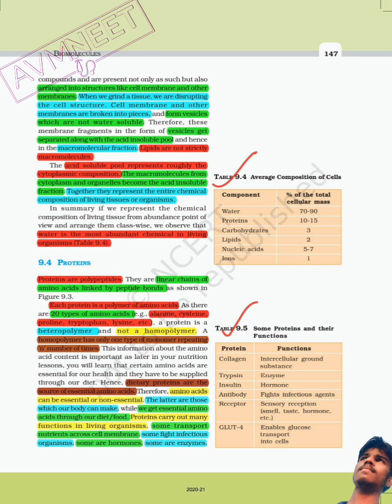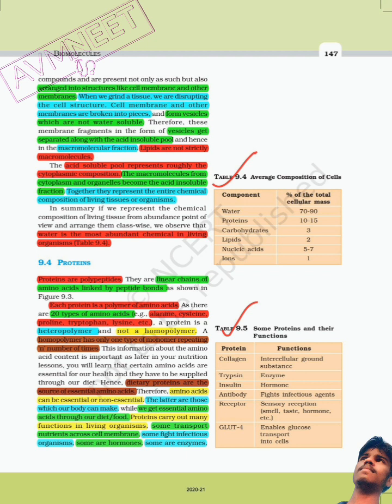Proteins are polypeptides. They are linear chains of amino acids linked by peptide bonds as shown in figure 9.3. Each protein is a polymer of amino acids. As there are 20 types of amino acids, a protein is a heteropolymer and not a homopolymer. A homopolymer has only one type of monomer repeating n number of times.